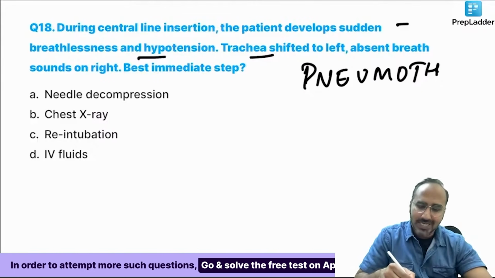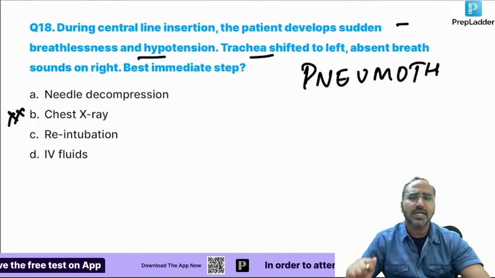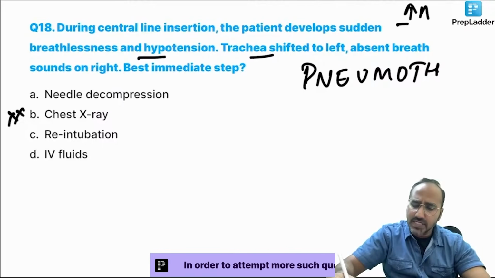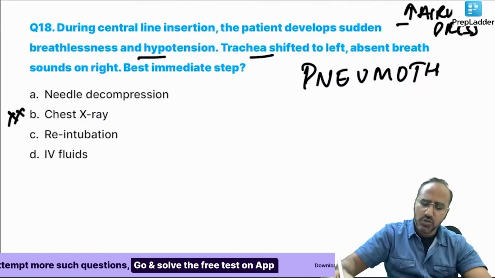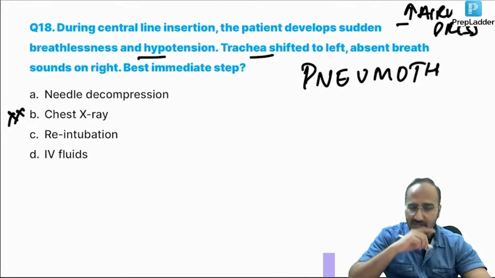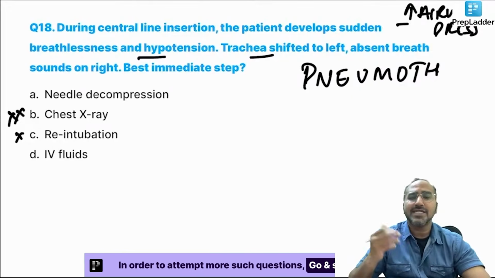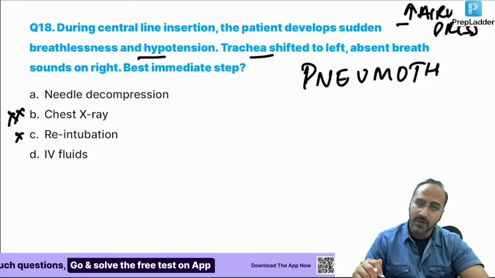Will you go for chest x-ray? No, sir. Why should I waste time on chest x-ray when the patient is giving you all clinical signs? Apart from these clinical signs, the patient's airway pressures are also high. So you don't go for chest x-ray. Will you go for re-intubation? No. If you go for intubation, you will increase the intrathoracic pressure, and again pneumothorax will worsen.